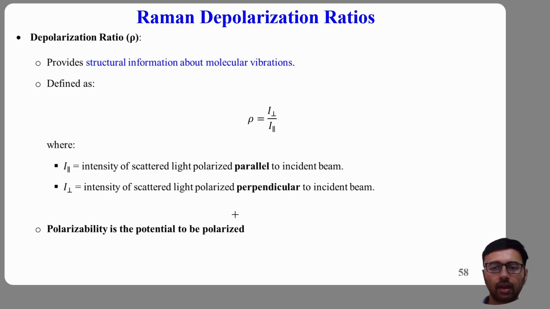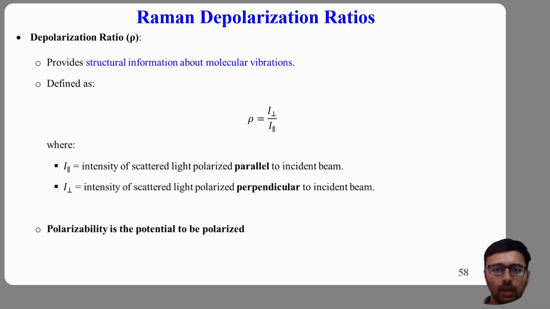Interestingly, the scattered light is not always polarized in the same direction. Some vibrations preserve polarization strongly, others scramble it almost completely. We measure this using a polarizing filter placed before the detector. We define the polarization ratios as shown in the presentation. Why is this important? Because the depolarization ratio directly reveals the symmetry of the molecular vibration.